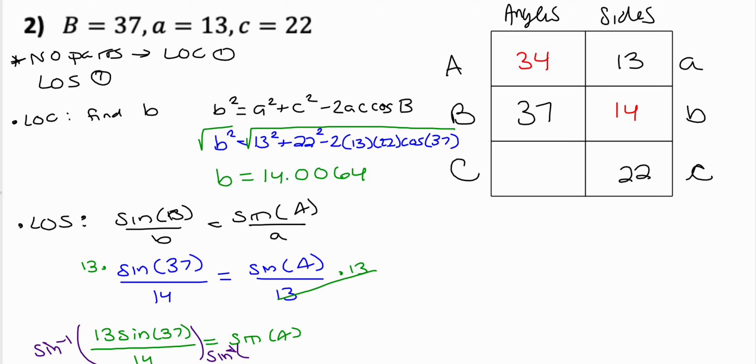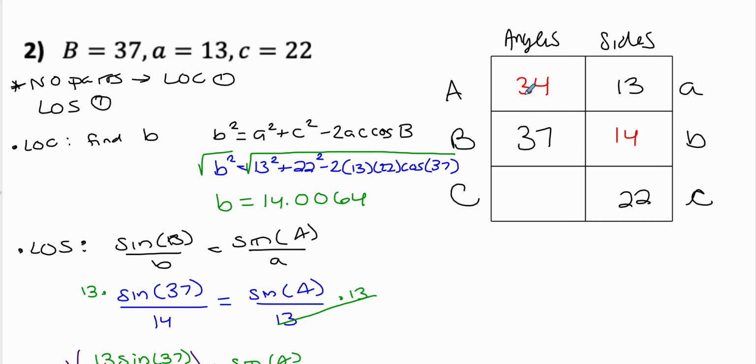As a reminder, all of these in this column are angles, and we know that all angles in a triangle add up to 180 degrees. So to find C, I know that 34 plus 37 plus big C will equal 180. So I will take 180 and subtract 34 and also subtract 37, and I'll get big C, which is 109. So big C is 109 degrees.